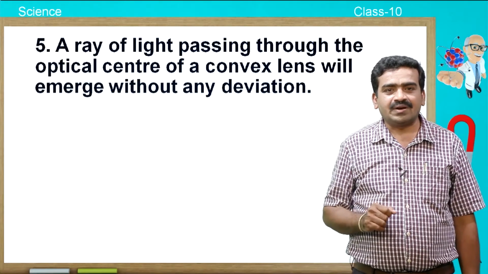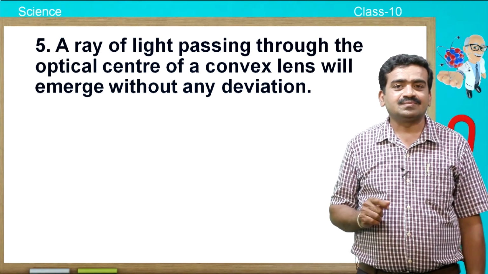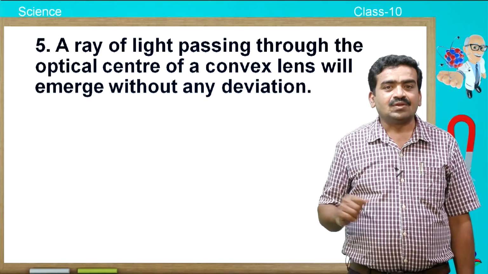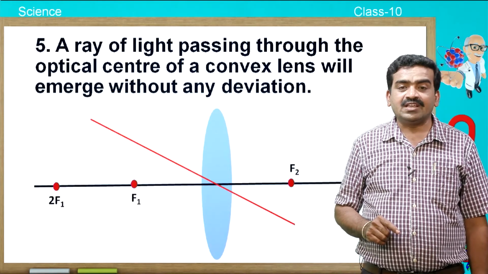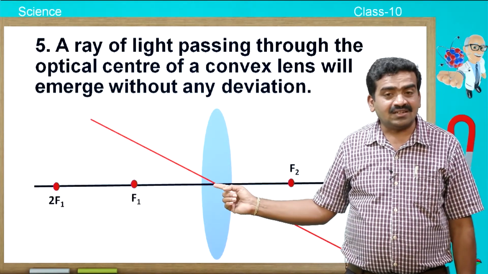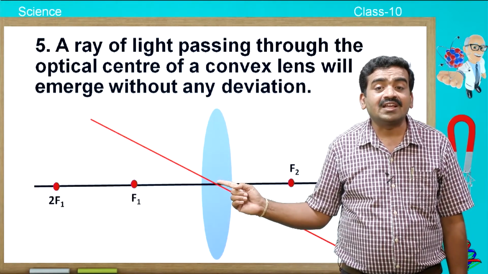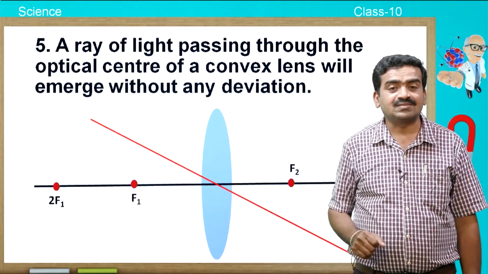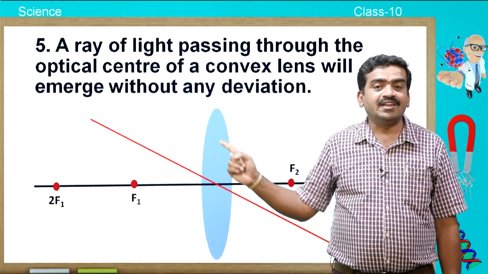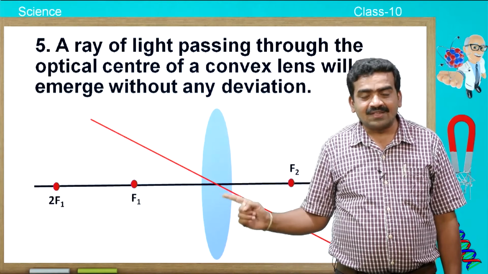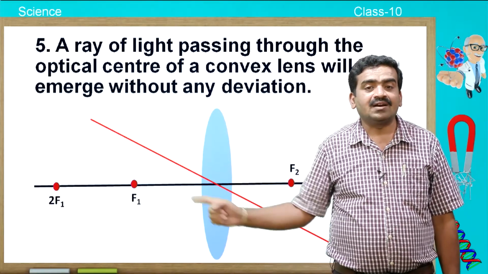The next important point is a ray of light passing through the optic center of a convex lens will emerge without any deviation. That means, if it passes through the optic center, there is no deviation or refraction of the ray of light. You have to understand this. Apart from this, if the ray of light passes anywhere else in the convex lens, it is going to be refracted and bent according to the incident ray.